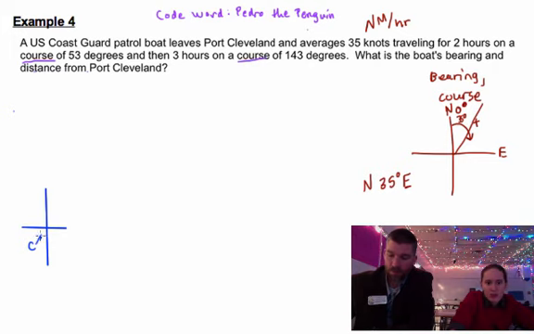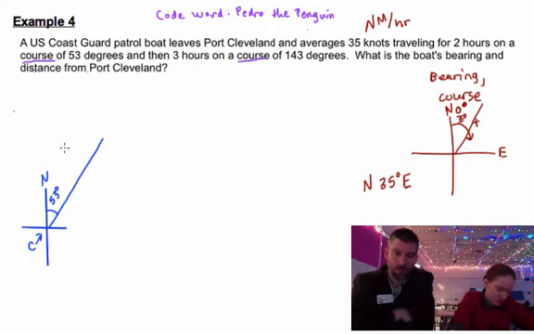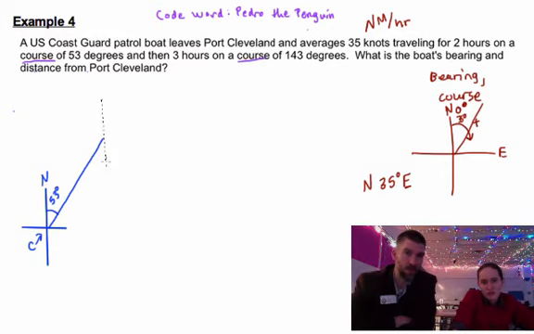This is going to be Port Cleveland right here, at the origin. They tell us that it's a course of 53 degrees. So from north, we need to go 53 degrees and draw our line. Look at that line. That is a great line. Okay, and then the boat turns and is at a bearing of 143 degrees. So we draw a new x and y axis, because we need to get the bearing correct here. And this is not a time for just guesswork.